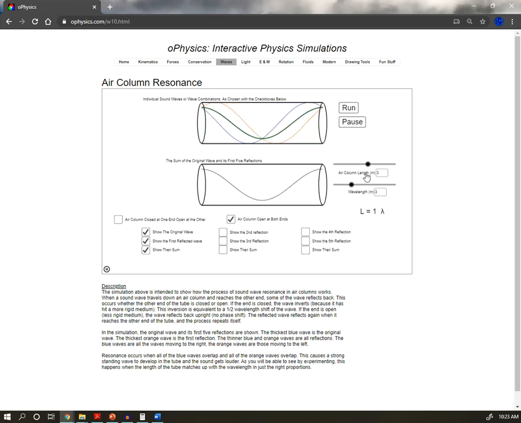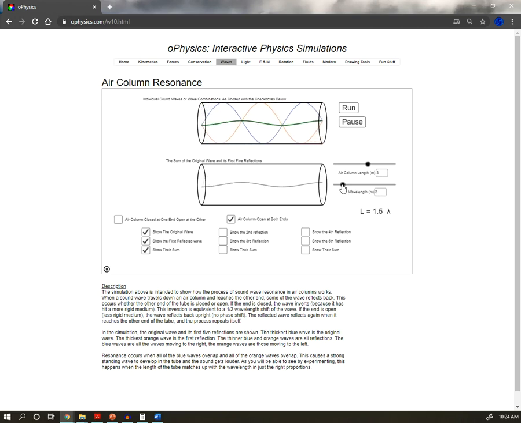The third harmonic would be 2L over 3, so 2L would be 6, divided by 3 would be 2. So let's drop this down to 2. I can type that in and run that, and you get yourself a third harmonic where you have 1, 2, 3 nodes. You have 3 nodes.